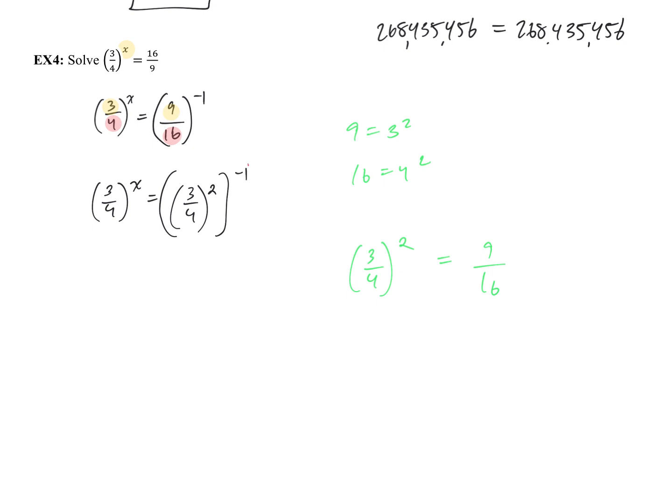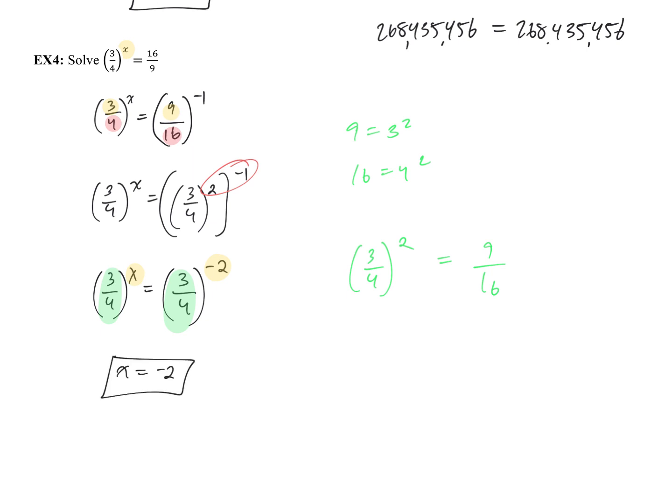And then using the power to power rule, multiply those two together. We have 3 over 4 to the x equals 3 over 4 to the negative 2 power. So, awesome, now the bases are the same, so what can we do? We can equate the exponents. And x equals negative 2.